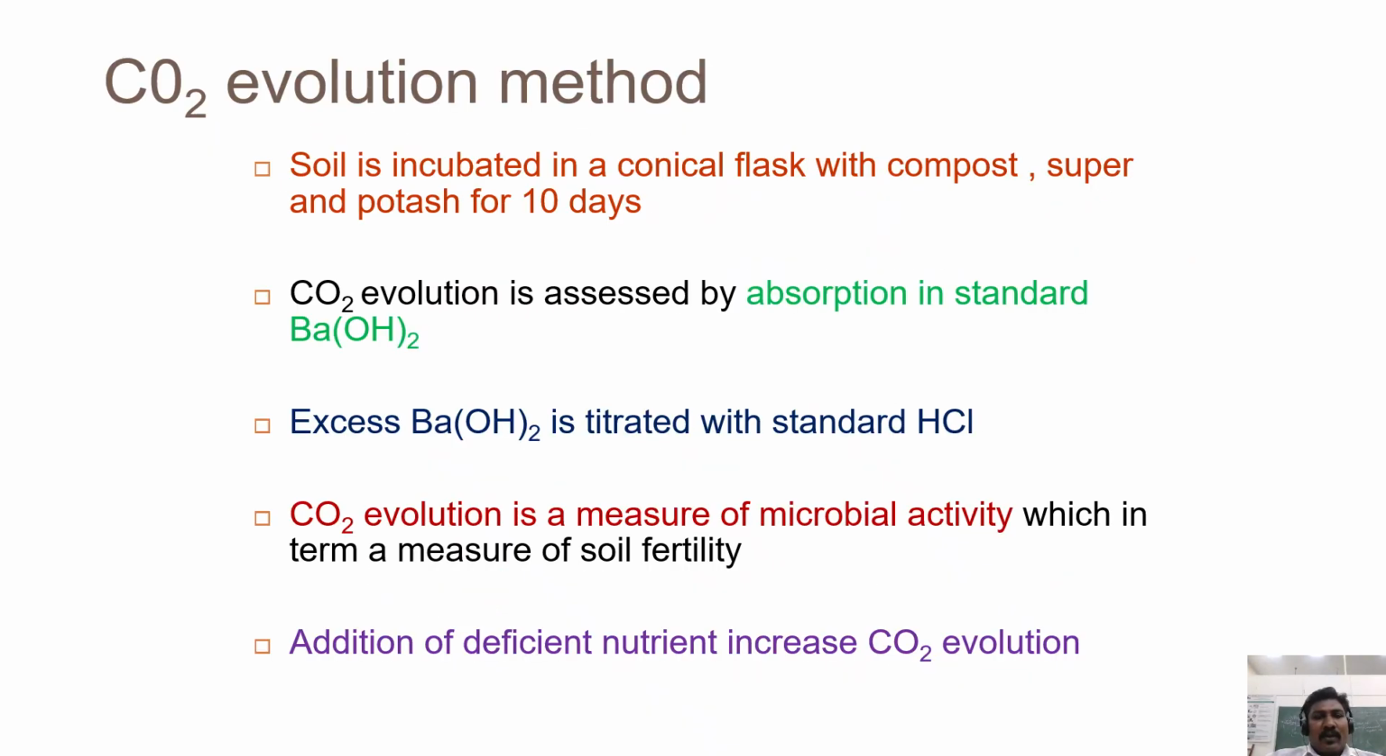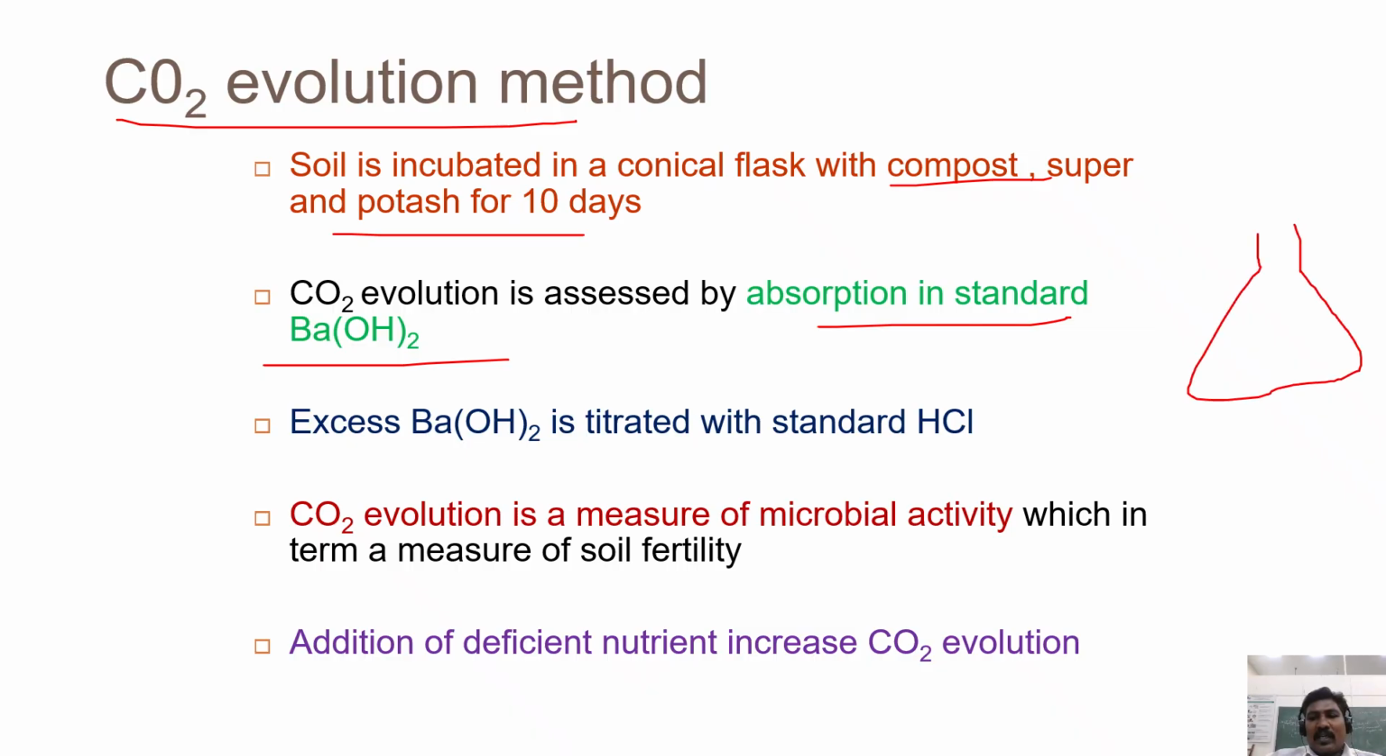Then this is the CO2 evolution method, where you can also find out microorganism activity, based on the carbon dioxide evolution from the soil. The soil will be incubated in a conical flask with compost or superphosphate and potash for 10 days, and the CO2 evolution is assessed by absorption in standard barium hydroxide. In a conical flask, you take the soil with the compost or fertilizer. Then you place the barium hydroxide solution in a vial.